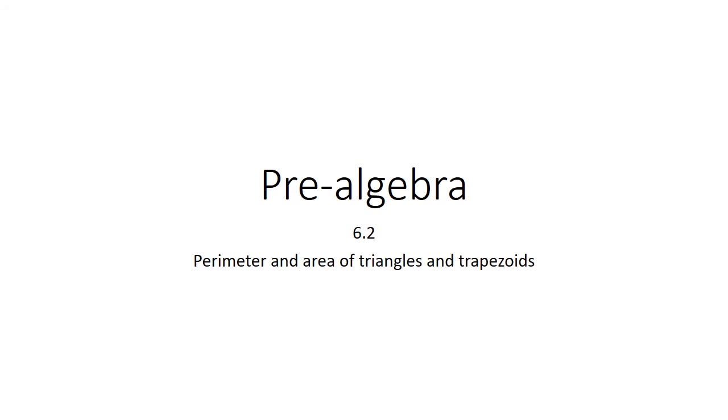All right, this is video 6.2. Today we're going to be talking about the perimeter and the area of triangles and trapezoids. Remember, we've already done rectangles and parallelograms. Today we're going to look at how triangles and trapezoids are related to them.